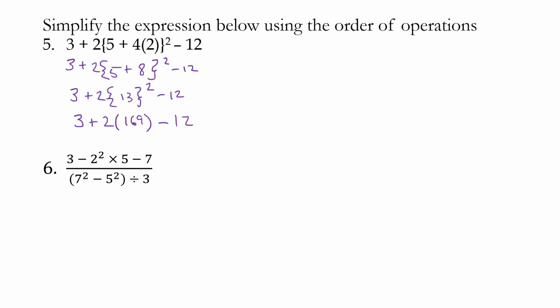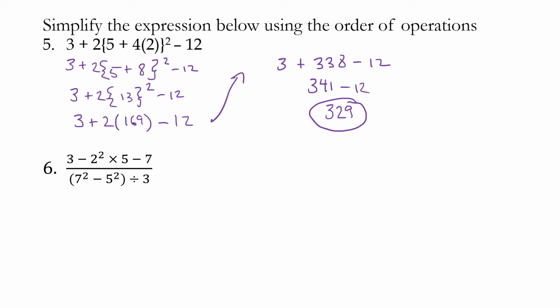Now I'm going to do the multiplication still before I'm doing this addition, because multiplication comes first. So I'm going to multiply the 2 times the 169. I'll continue this up here, and it's going to be 3 plus, and 2 times 169 is 338. And again, minus 12. 3 plus 338 is 341, minus 12, and 341 minus 12 is 329, which is our answer to this problem.